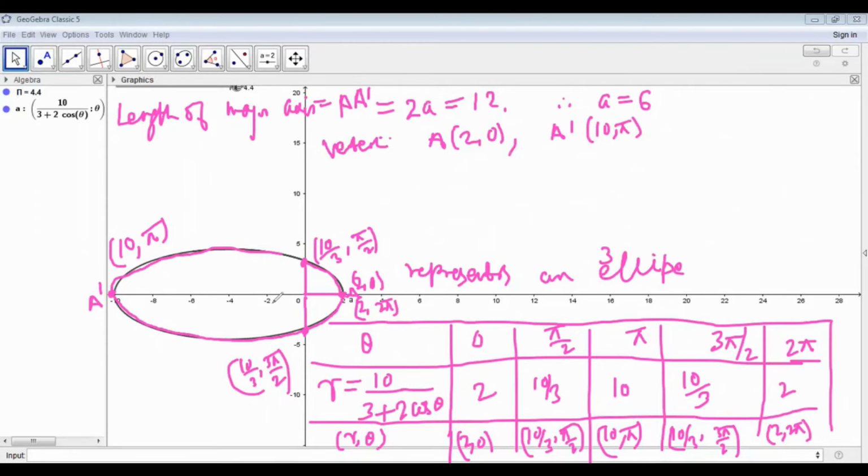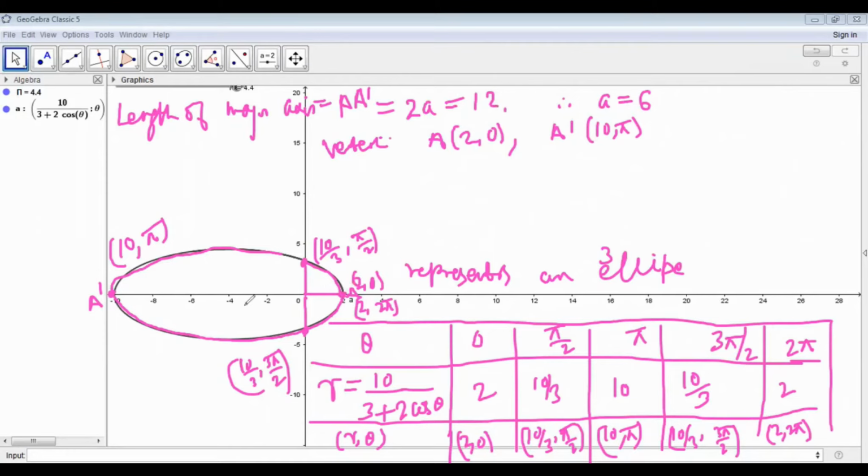And the focus. To find the focus, first we find the center. The center is the true center of the ellipse. The center of an ellipse is at half the length of the major axis. The length of the major axis is 12, and 12 divided by 2 is 6.